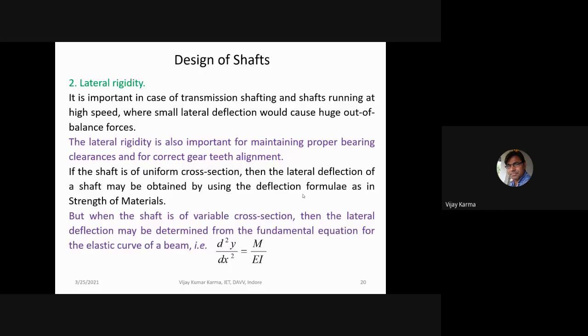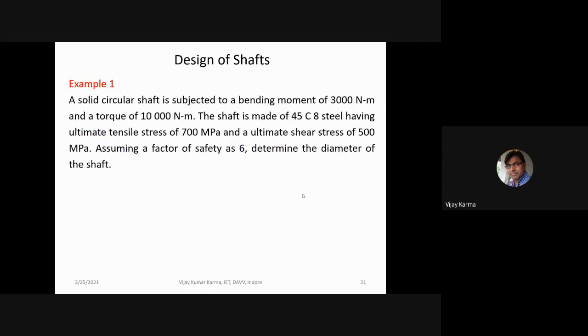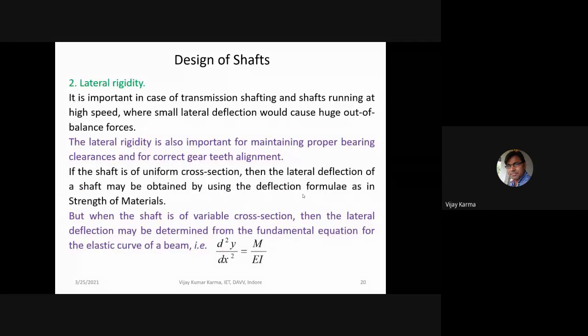That is d square y upon dx square is equal to M by EI. We are also familiar with this equation. In strength of materials, we have read this. So this is the design procedure. These are the relations which we have to use for the design of the shafts.